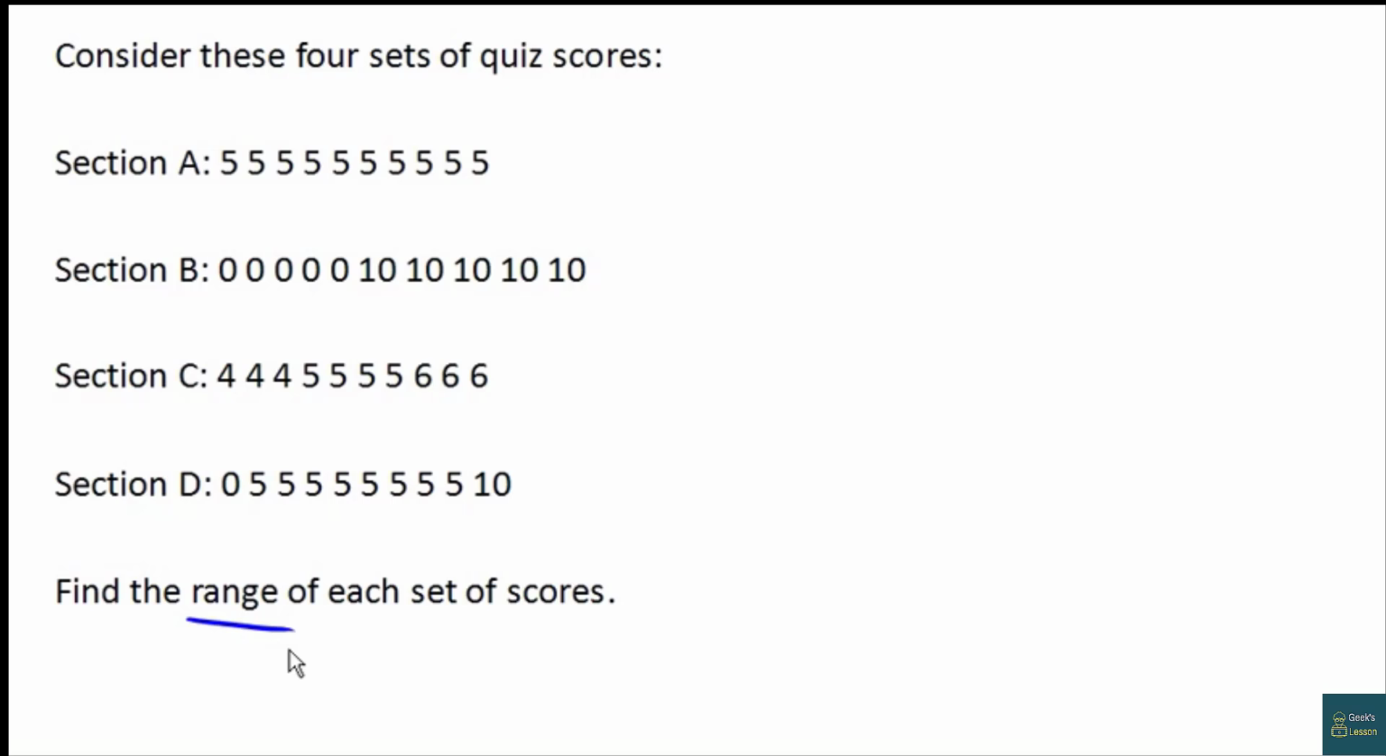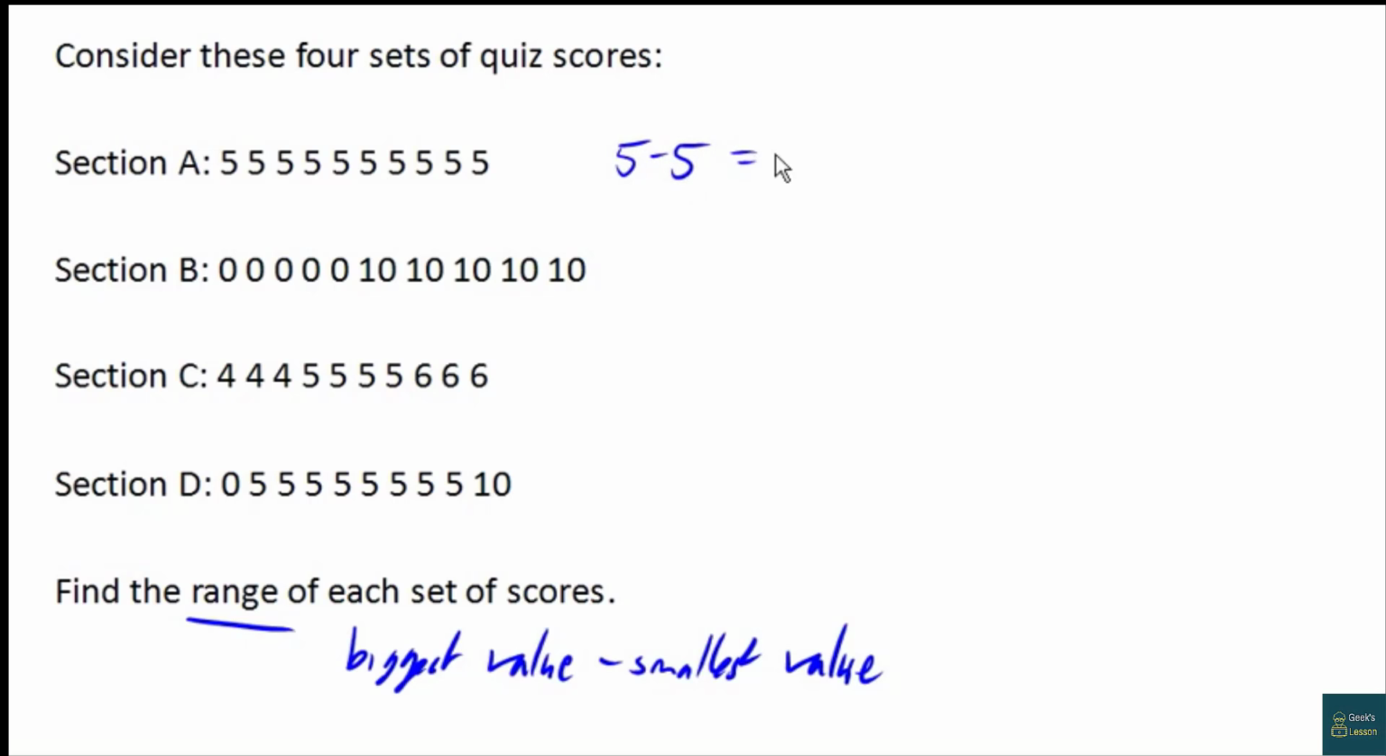And the range simply measures the difference between the biggest value and the smallest value. So it tells you how much the data ranges over the entire set of data. So here, my largest value is 5, my smallest value is 5, which means this data has a range of 0. And that's really important, because that tells me that the data is all the same.